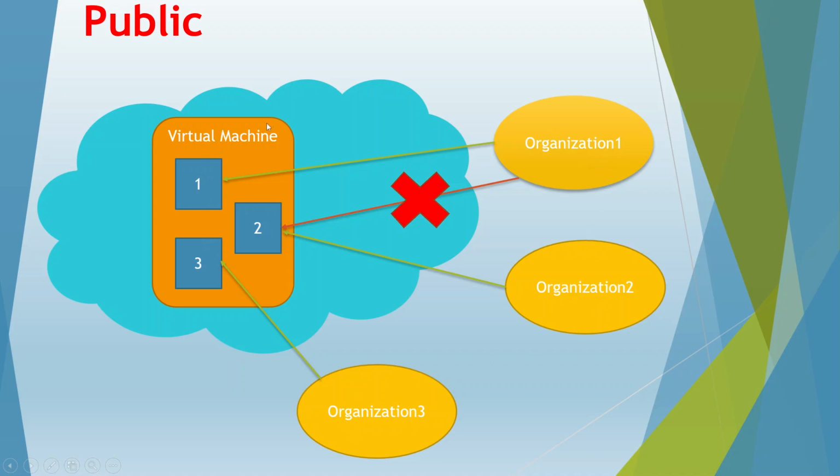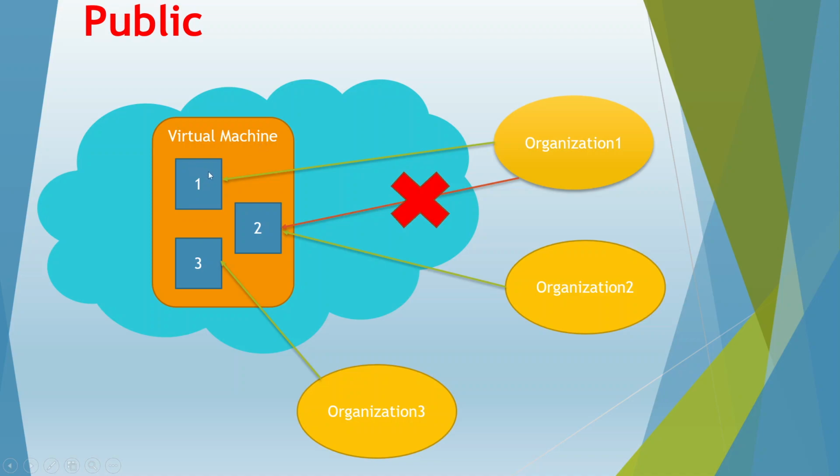This virtual machine can be taken on lease by any organization like org1, org2, org3. In this case, a whole virtual machine will not be allocated to only one organization. Instead, pieces of the virtual machine will be divided into different parts, and one part will be given to org1, another part to org2, another part to org3. All these are segregated into different parts and given to different users. Org1 cannot access org2. That kind of segregation or isolation is maintained by the cloud service provider only.